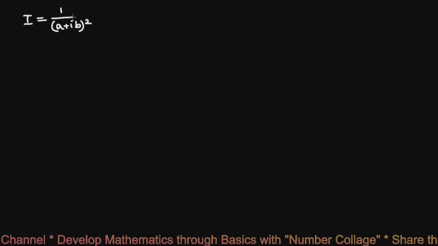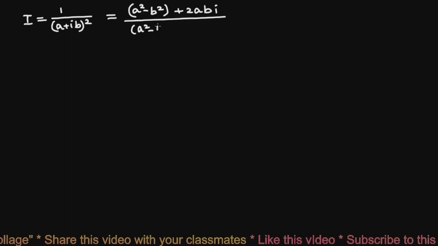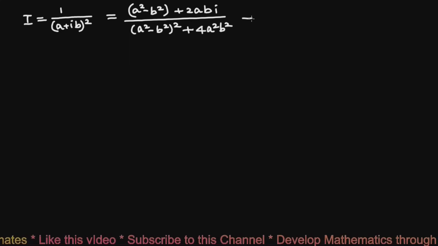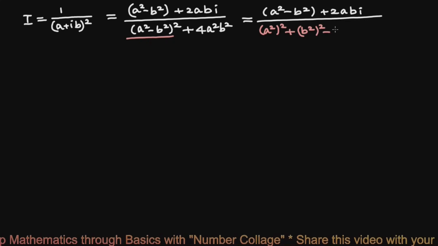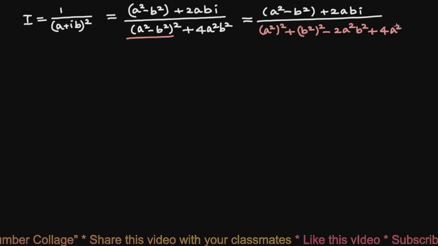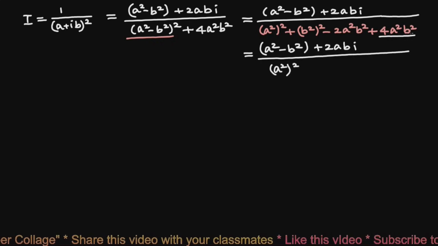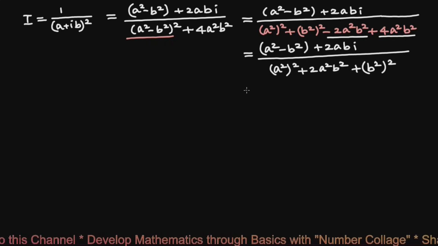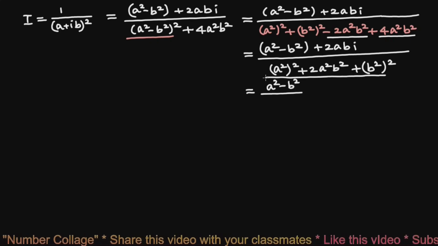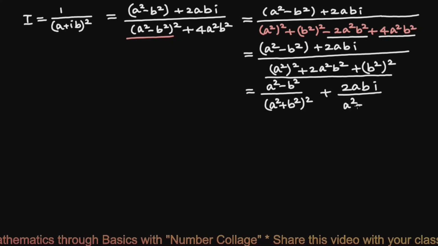Now we have obtained given integral I to be 1 upon (a plus ib) whole square, which we have obtained as a square minus b square plus 2abi upon (a square minus b square) whole square plus 4a square b square, which further, this expansion will be a to the power 4 plus b to the power 4 minus 2a square b square plus 4a square b square, which will be a square minus b square plus 2abi upon a to the power 4, minus 2a square b square plus 4a square b square, which will be plus 2a square b square plus b to the power 4, which will be (a square minus b square) upon, for this whole thing, (a square plus b square) whole square plus 2abi upon, for this whole thing, (a square plus b square) whole square.